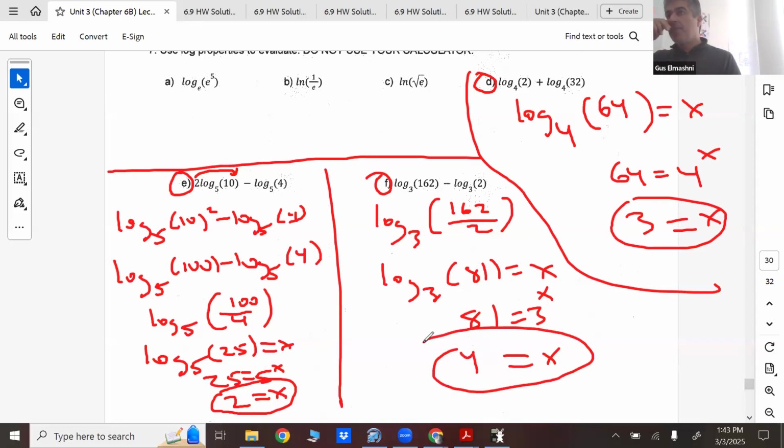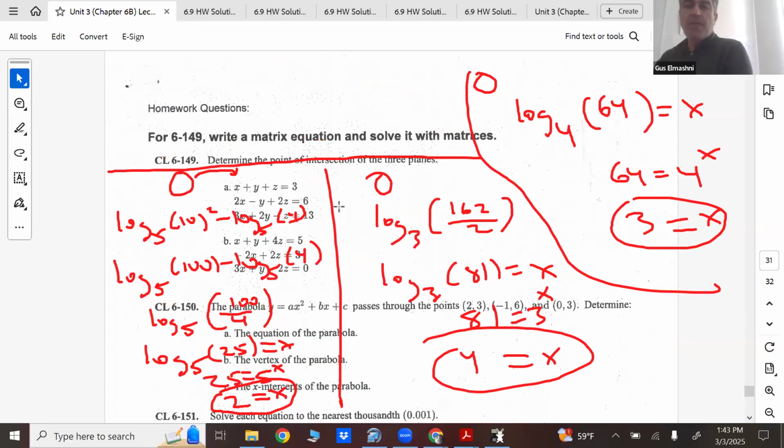So expect the non-calc problems, the evaluating logs, to look like D, E, F. LN will probably be involved somewhere else, I think probably with the inverse log problems. So just make sure you know LN's log base e. You'll have that chance to work through that. So homework will be pretty simple. We've got about another 20 minutes.